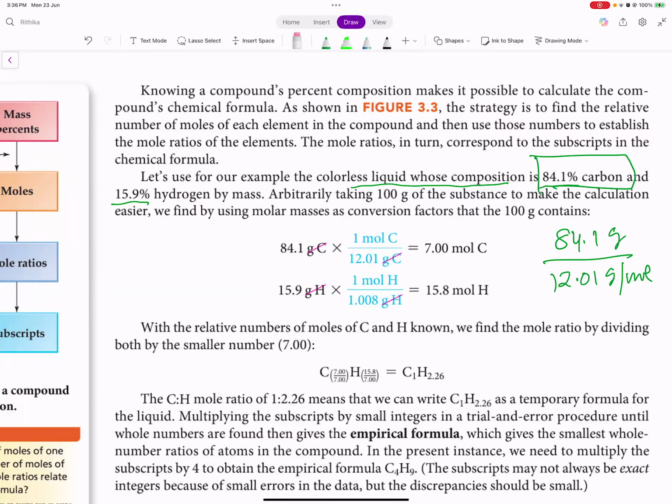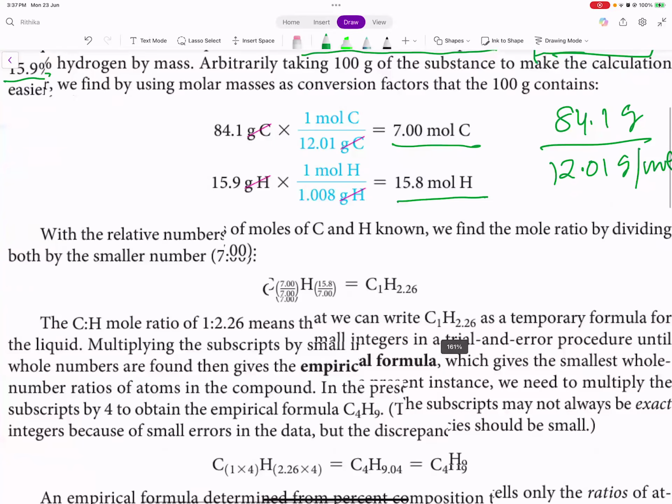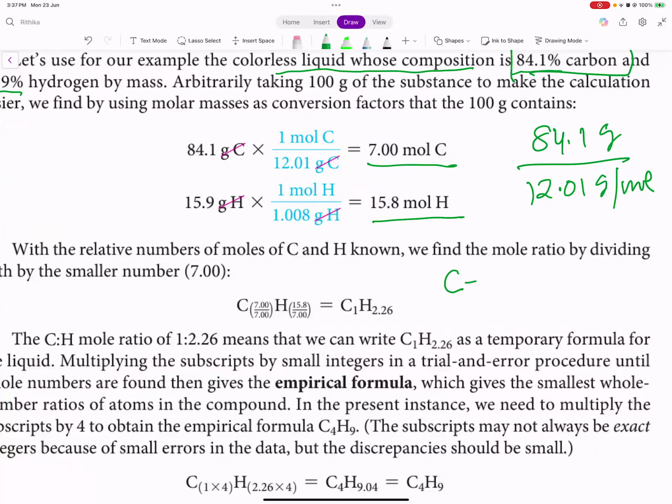Similarly, I can get the moles of hydrogen: 15.9 gram divided by its molar mass, 1.008 gram per mole. So now I have moles of carbon, and I also have 15.8 moles of hydrogen. After that, we say its formula is C7H15.8. But we know this cannot be true, because hydrogen cannot be 15.8. I cannot have 15.8 atoms; I must have an integer.